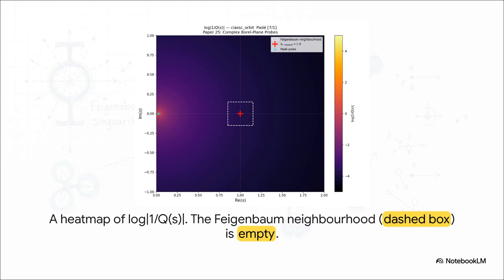And here it is. This is really the visual climax of the whole investigation. What you're looking at is a heat map of the inverse Padé denominator, where the bright spots, those are the poles. The red cross marks our target, S equals 1.0. And that dashed box? That's the Feigenbaum neighborhood. That's exactly where the singularity should be, if it were merely displaced. And, well, just look. It is structurally, profoundly empty. The few poles that do exist are nowhere near our region of interest. The suspect is not at the crime scene, period.